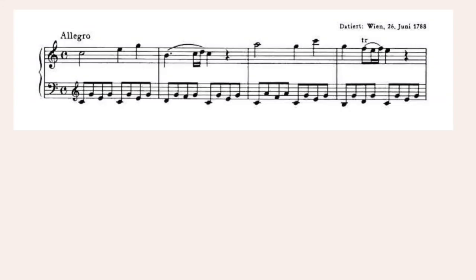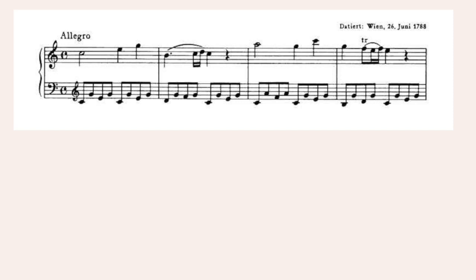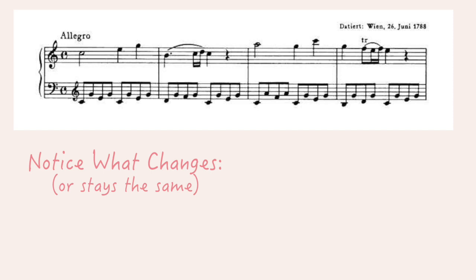What do you see? Well, you can start with noticing the key signature, time signature, but also because you are a pianist, you will notice that the right hand has the melody. And the left hand has an Alberti bass accompaniment figure. And now, can we look a little closer and notice what changes?